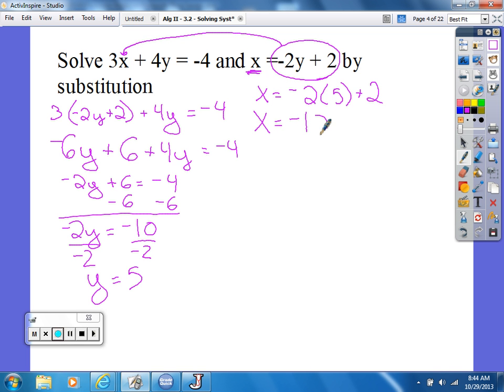So negative 10 plus 2, x equals negative 8. Now, just like you did with the graphing, you then write your answer as an ordered pair. Negative 8, comma, 5. And now you have to do one more thing, just like the graphing. You have to check.